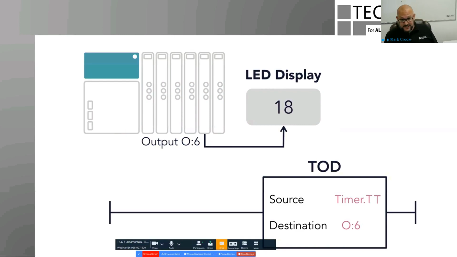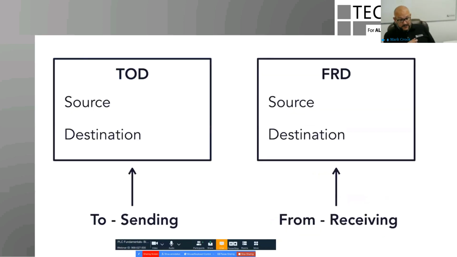The instruction itself has two parameters. It has a source and a destination. What we're going to do is take the timer timing. We're actually going to look at the time of it, and we're going to put it into output card 6. That will then take the binary value, convert it to BCD, and output a BCD pattern, which hopefully we will then be able to see on the screen as a working pattern.